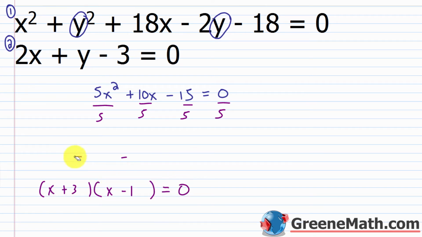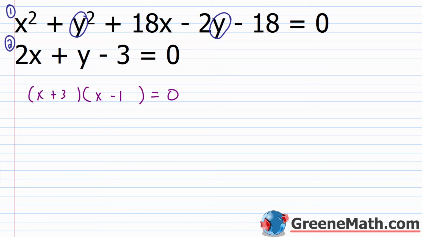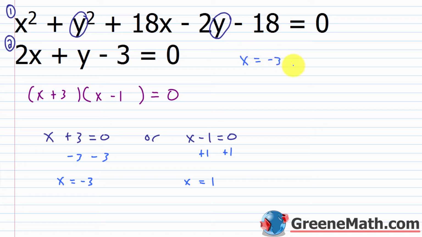All right, let's erase all this, and we'll bring this up. So I'm going to set these two factors equal to 0, and I'm going to solve. I'll have x plus 3 is equal to 0, or x minus 1 is equal to 0. Of course, these are very easy to solve. I just subtract 3 away from each side of the equation here. I get x equals negative 3. Over here, I add 1 to each side of the equation. I get x is equal to 1. So I know that we have x equals negative 3, and then we have x equals 1.